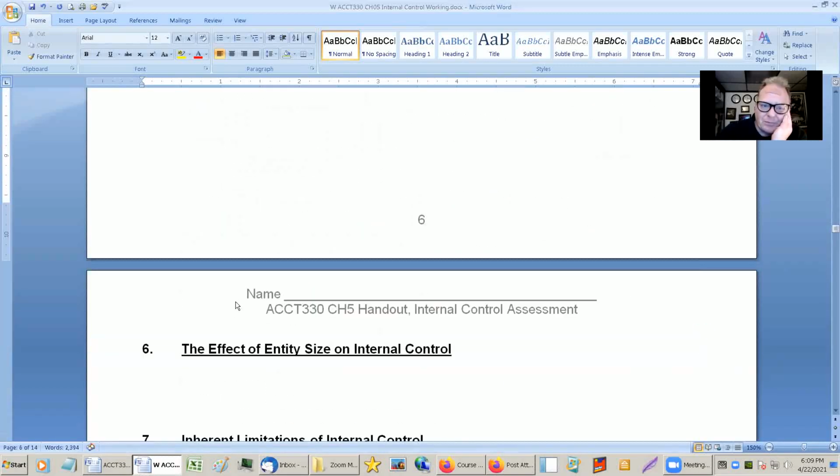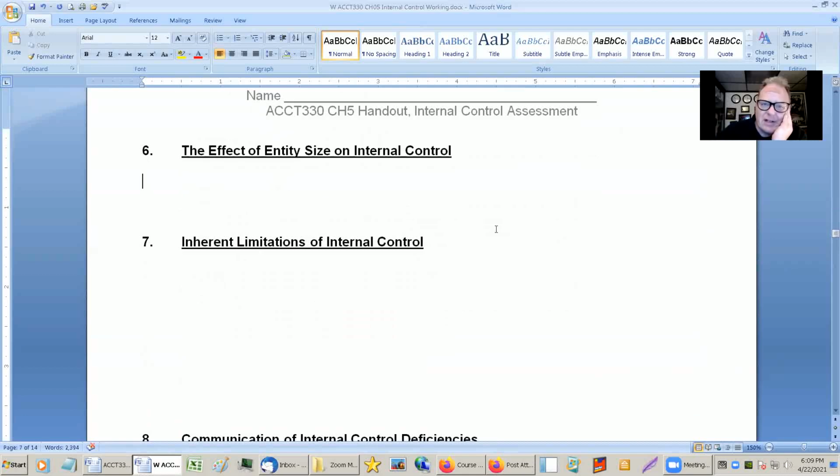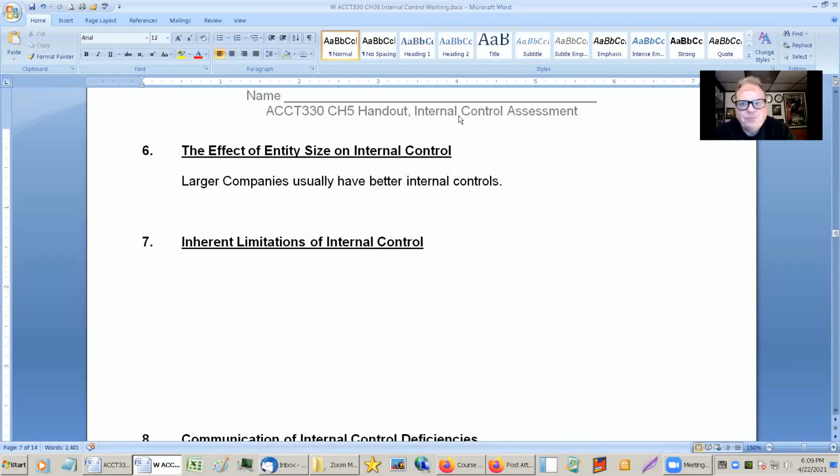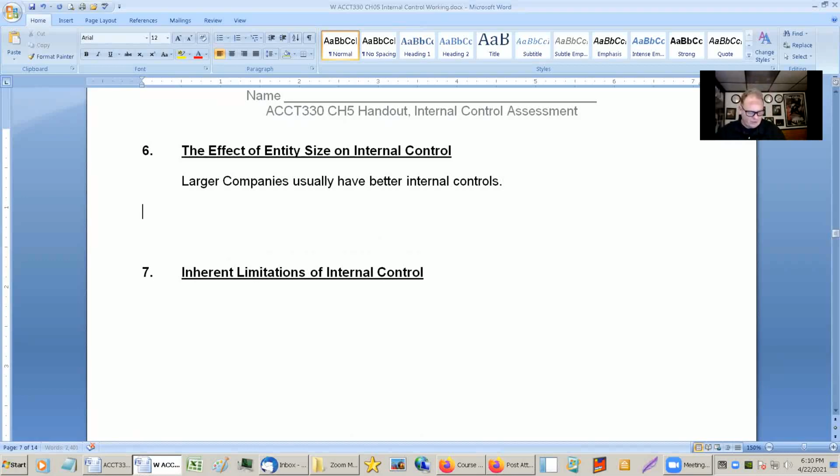Okay, the effect of entity size on internal control. Large companies have better internal controls. They have more reason to control it. Let's say that you're running a restaurant. If you have one restaurant and you're the owner, you're in there every day, you're probably pretty much aware of what's going on. Take that same scenario. Suppose you have 50 restaurants. Much more difficult to know what's going on. So you'll have better internal controls. Not only that, a lot of times small companies really don't have internal controls.